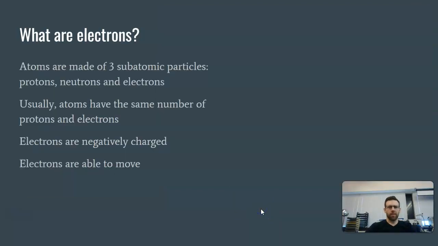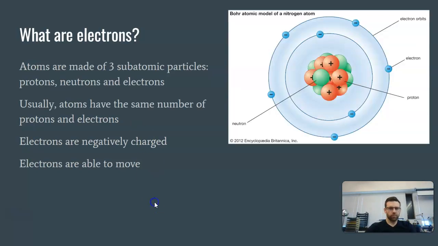Some important rules about atoms. Atoms are made of 3 subatomic particles: protons, neutrons, and electrons. Usually atoms have the same number of protons and electrons, and electrons are negatively charged. Electrons are able to move, while the protons and neutrons in the nucleus don't really go anywhere. When we look at this model, the electrons are on the outside and they're able to move from one atom to another. Sometimes that's how chemical bonds are formed. It's all about what the electrons can do.